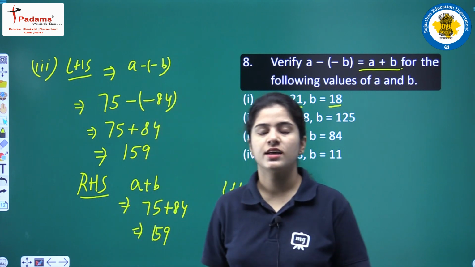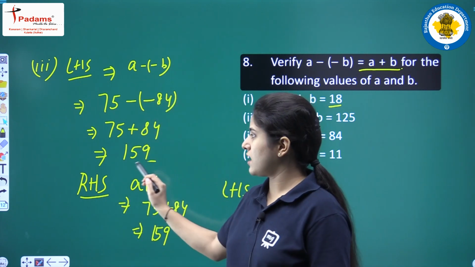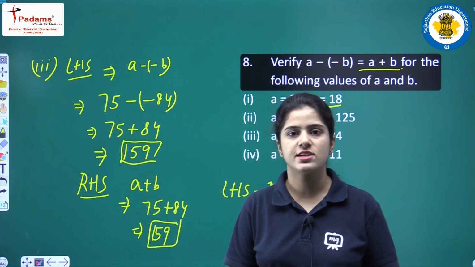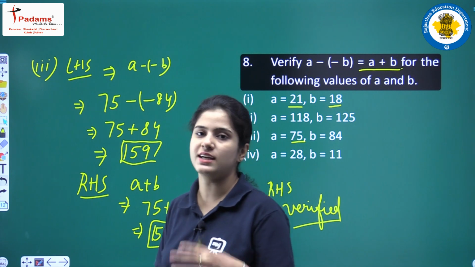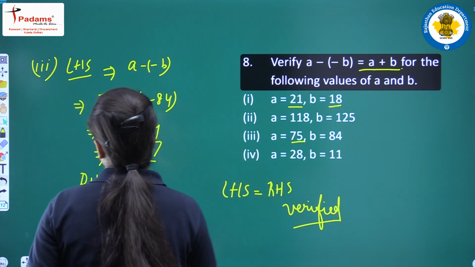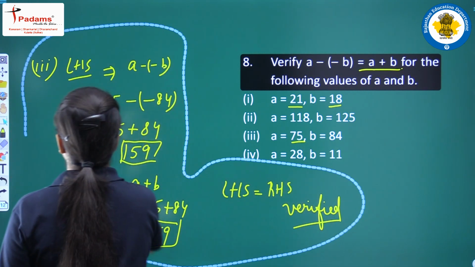Here you can see the values of LHS then RHS. The answers are 159 for each. That means that LHS and RHS are equal to each other and this part is verified. Okay students. So now we will see the last part, that is part 4.